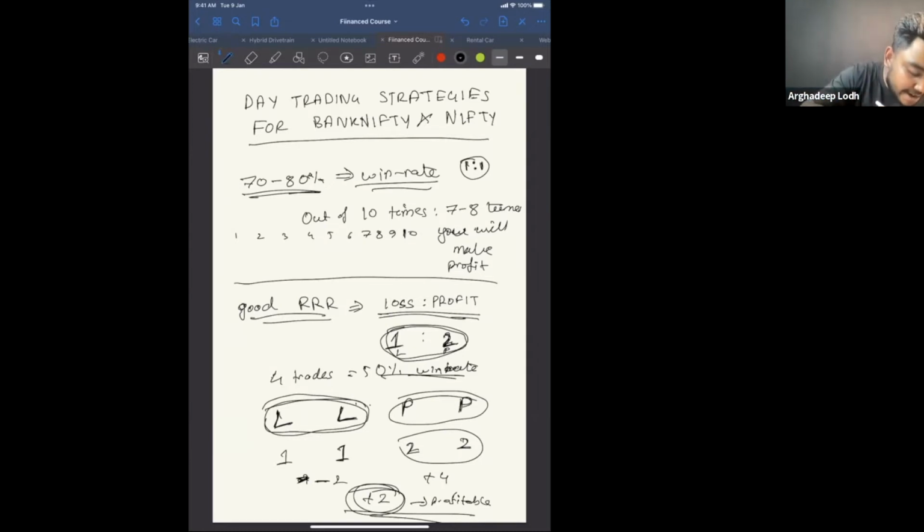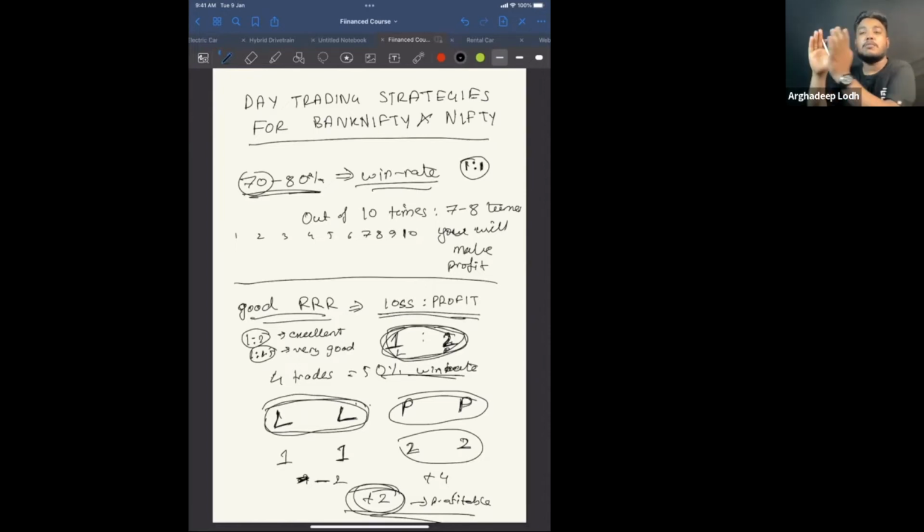So let's say 70% win rate, and I am considering a good risk reward ratio. See, 1:2 is excellent. 1:1.5, very good. 1:1.5 matlab you are risking ₹1 to earn ₹1.5 in one trade. So at 50% win rate, 100 में से 50 बार आपका SL हिट हुआ, 50 बार आपका प्रॉफिट हिट हुआ, तब भी आप प्रॉफिटेबल रहोगे.